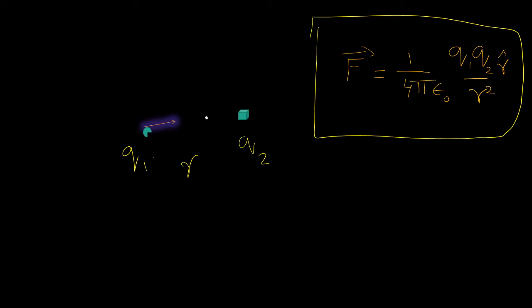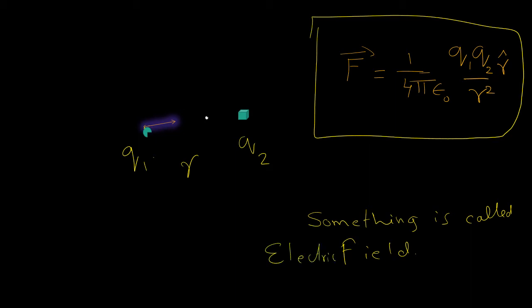The answer is the second one. It responded to something which was present at this point, and that something is called field by Michael Faraday, and there are many kinds of field. Therefore, let us have this as electric field. It's a vector quantity. Therefore, let me denote it by an arrow E.